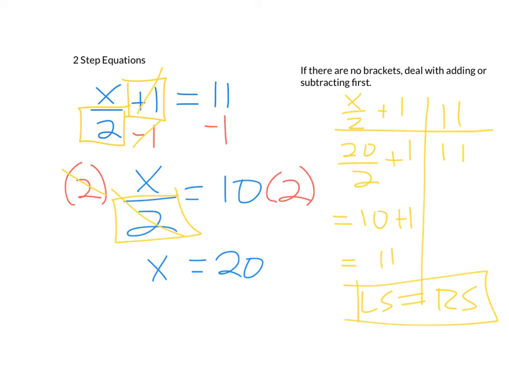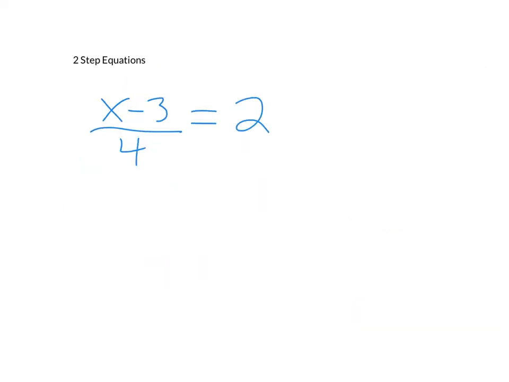And we're going to go through one more example together for today, and that will be all. And so here we have our last question. We have x minus 3 divided by 4 is equal to 2. Now, there's no brackets visible, but realistically, x minus 3 is in brackets because we have to deal with this dividing by 4 first. Okay?